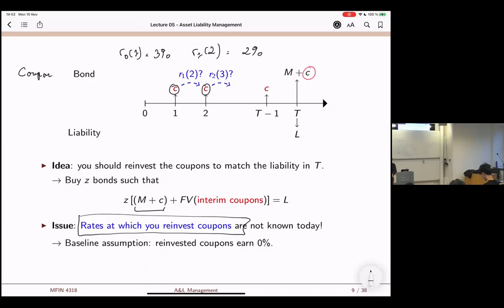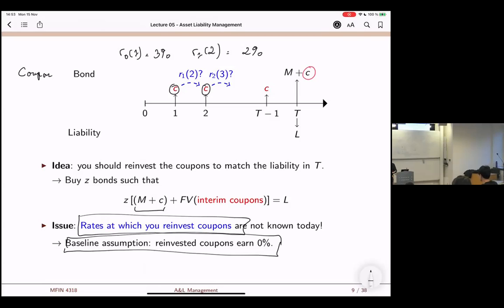Right? So one assumption that you often see, but that's not the only one, is that you assume that you're going to be able to invest your coupons at 0%. What this says is that I'm designing a strategy such that even if I can only reinvest my coupons at 0%, I'm going to be able to match my liability. I want to be very conservative. I know the interest rate is 3% today, it might stay 3%, but I really want to be able to match this liability. I'm going to be conservative and assume this reinvestment rate of 0%.